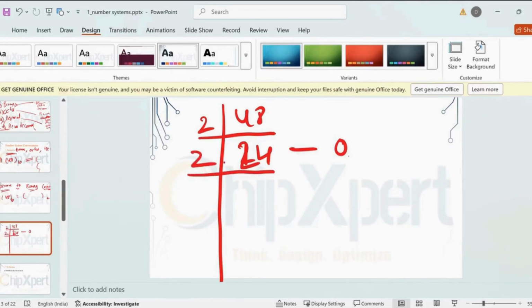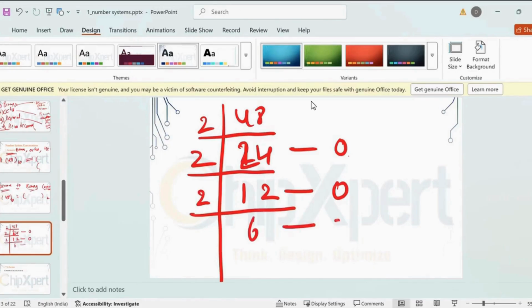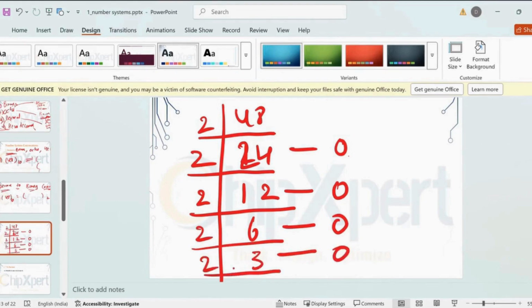Again I divide. How many times will 2 go into 24? 12 times, and the remainder is 0. Again by 2: 6 times, remainder 0. Again: 3 times, remainder 0. And again: 1 time, remainder 1.